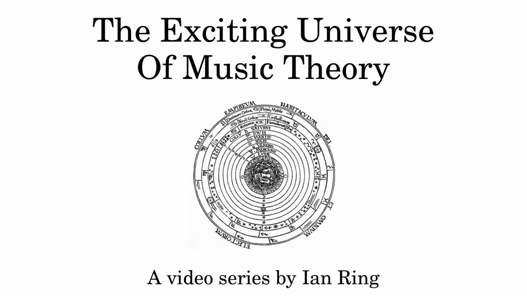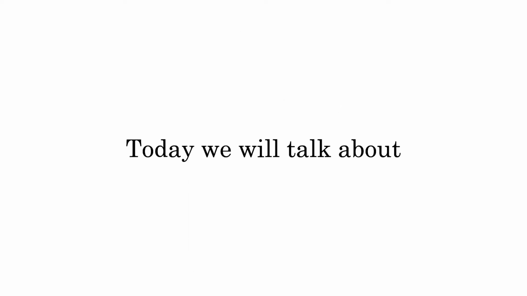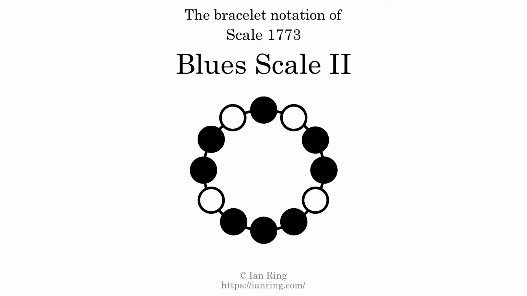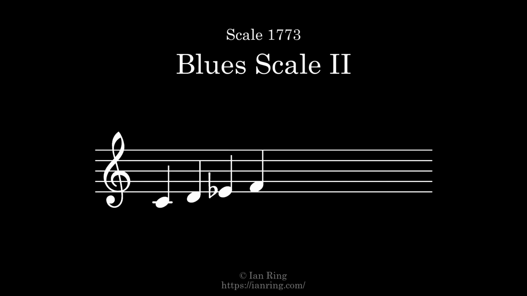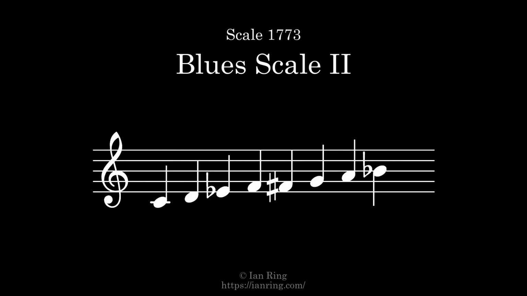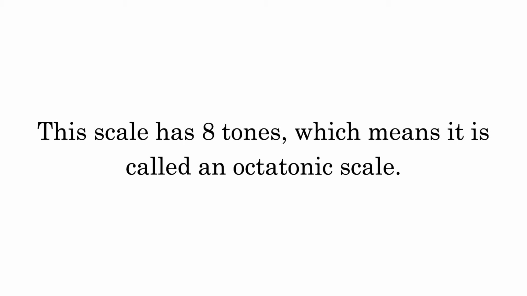Welcome to the exciting universe of music theory. Are you ready to learn? Then let's begin. Today we will talk about Scale 1773, Blues Scale 2, which sounds like this. This scale has 8 tones, which means it is called an octatonic scale.